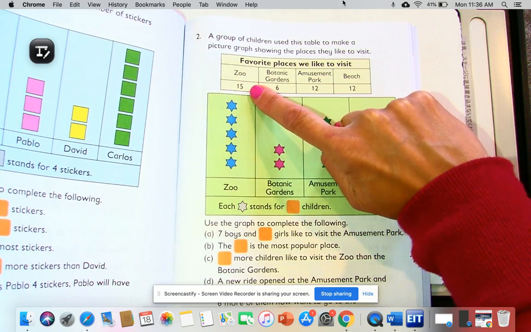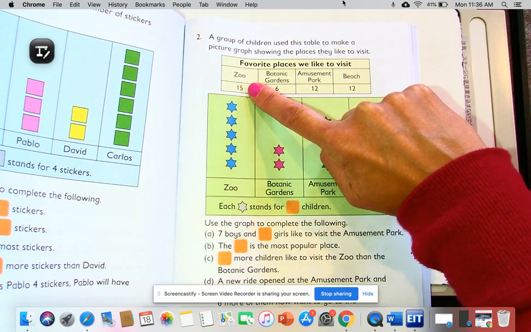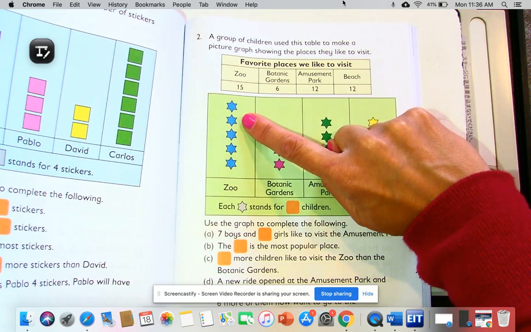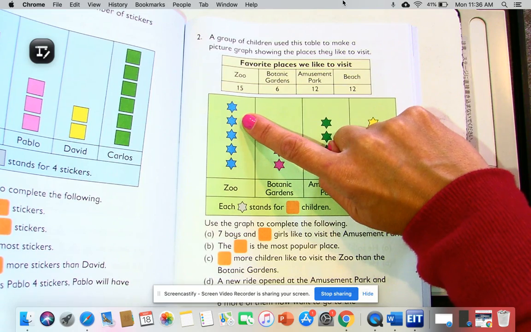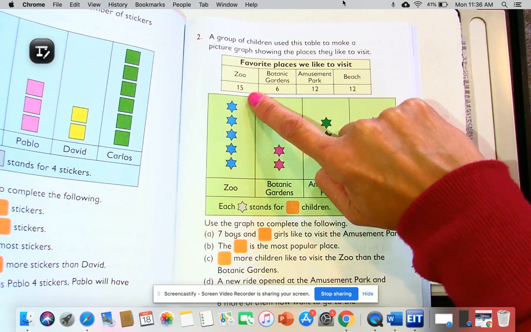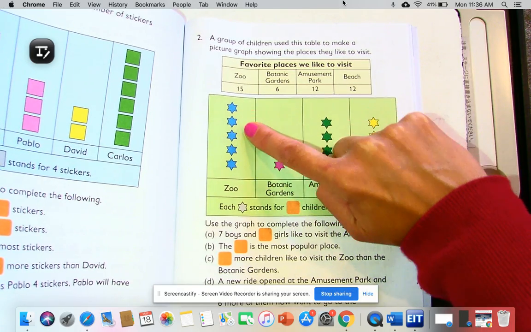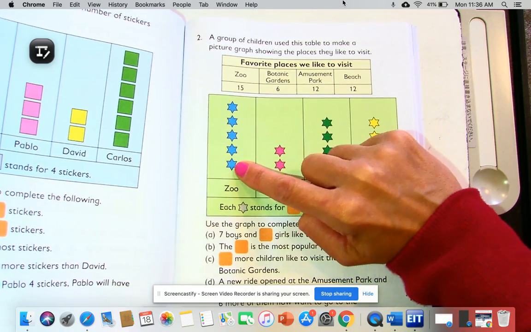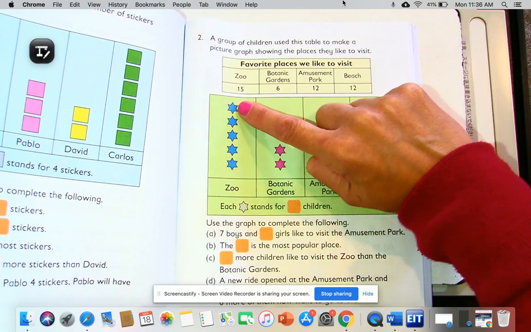Oh, perhaps we could divide. What is 15 divided by 5? Let's see. I know 5 times what number equals 15? 5 times 3, right? 5 times 3 or 3 times 5 is 15. So 15 divided by 5 would be 3. That means that each of these stars stands for 3. And let's check to make sure that would make sense. So this would be 3, 6, 9, 12, 15.